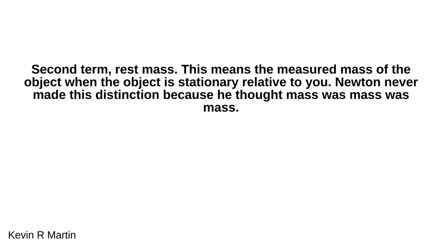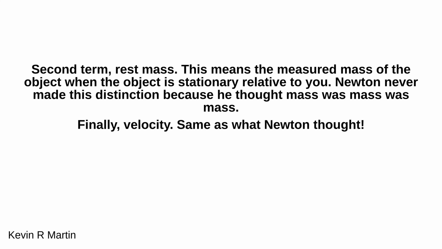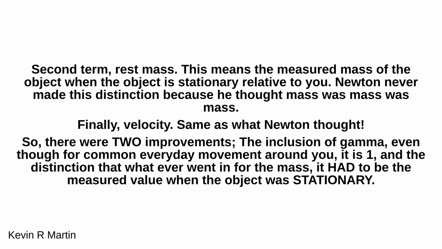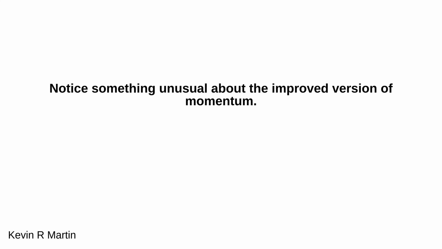Second term, rest mass. This means the measured mass of the object when the object is stationary relative to you. Newton never made this distinction because he thought mass was mass. Finally, velocity. Same as what Newton thought. So, there were two improvements, the inclusion of gamma, even though for common everyday movement around you it is 1, and the distinction that whatever went in for the mass, it had to be the measured value when the object was stationary.